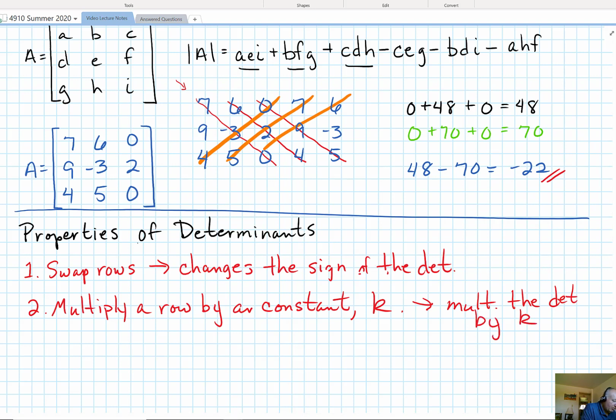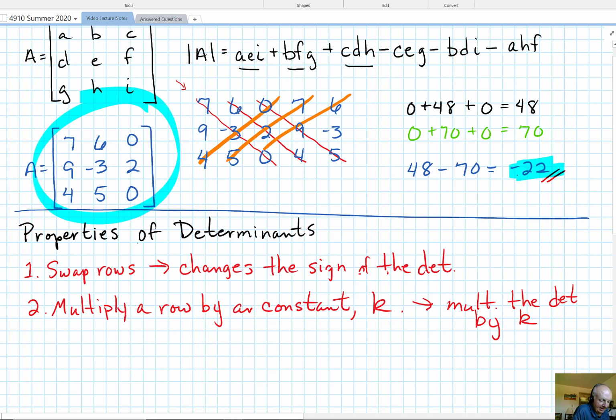So if I were to multiply that row by 3, so it'd be 21, 18, and 0, and then found the determinant of that new matrix, it would be negative 66. I would just take the old determinant and multiply it by 3 as well. Okay, so those are pretty basic.